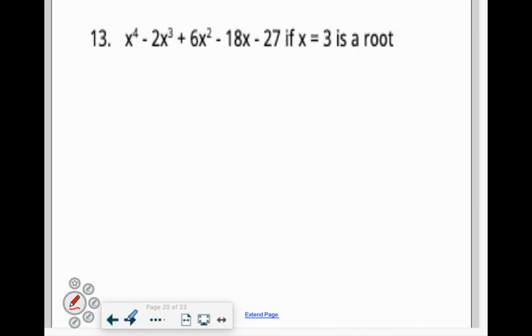Last thing for Unit 6, it wants you to find the remaining roots. Whatever number it tells you here goes in the box. Since it's already x equals, you do not need to flip the sign. My numbers up front are going to be 1, negative 2, 6, negative 18, and negative 27.